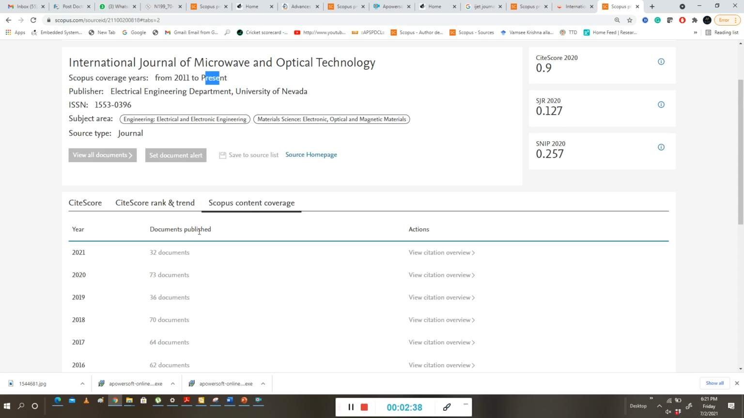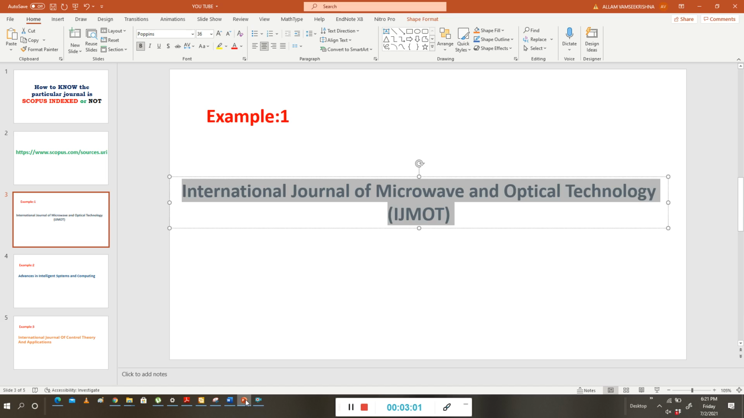In this way, we know whether this journal is Scopus indexed or not, and how many publications are published: in 2020, 73 documents. So we can publish a paper in this journal. If you publish your article in this journal, then the particular journal belongs to Scopus indexed, right? Now we will see another journal.